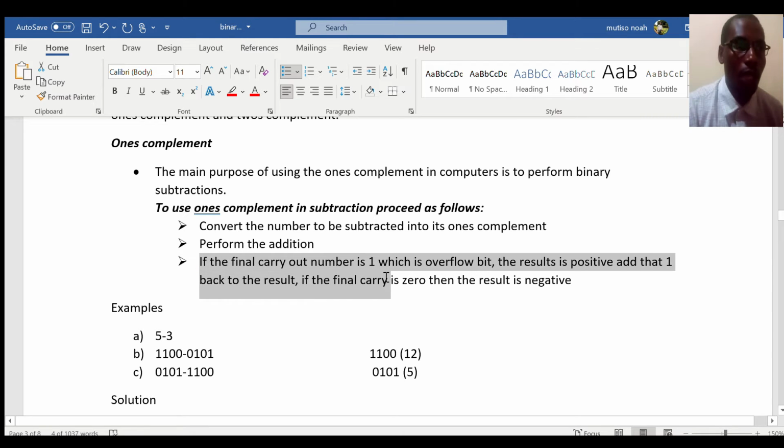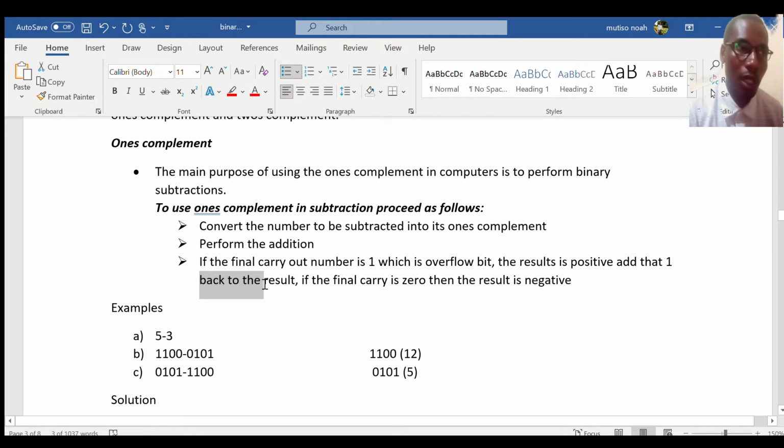Step 3: if the final carry out number is 1, which is the overflow bit, the result is positive. If the final carry out number is 1, the result you have gotten there is positive. Add that one back to the result. We will see how that is done.